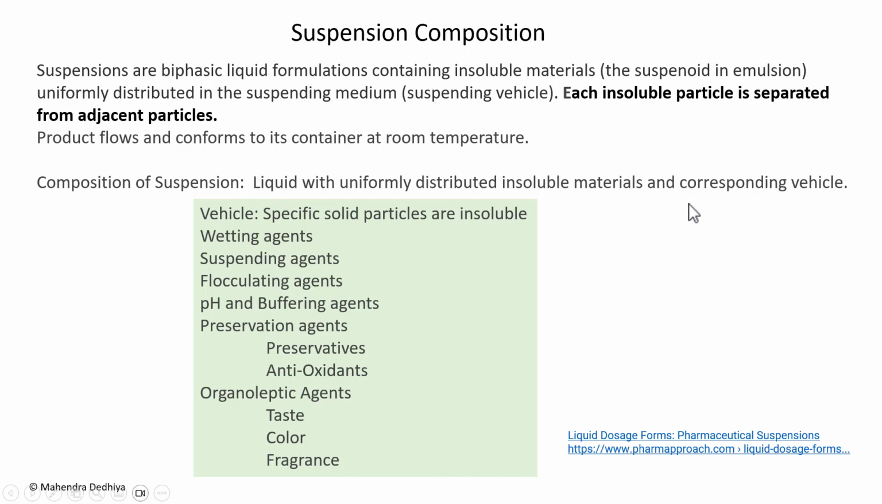Suspension contains insoluble and soluble materials, so the specific solid particles are insoluble. It contains wetting agents, suspending agents, flocculating agents, pH and buffering agents, preservative, antioxidant, and organoleptic agents: taste, color, and fragrance. It will depend on the product. For example, orals will require many of these, whereas parenteral formulation requires some of these. That will depend on the formulation and composition of the product.